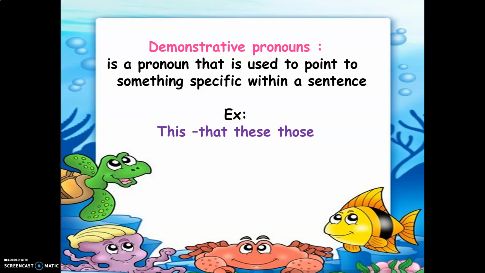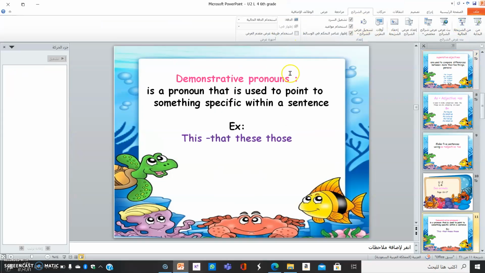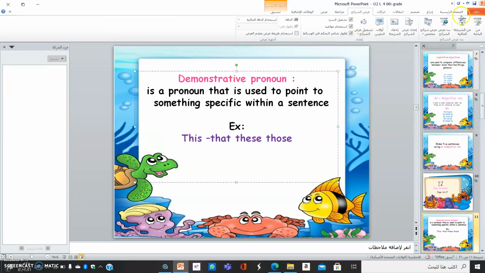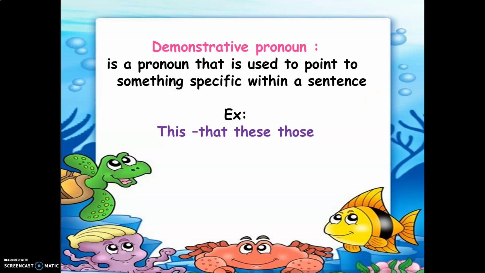Now here, girls, we have demonstrative pronouns. What do I mean by demonstrative pronouns? A demonstrative pronoun is a pronoun that is used to point to something specific within a sentence. Examples for demonstrative pronouns: this, that, these, and those.